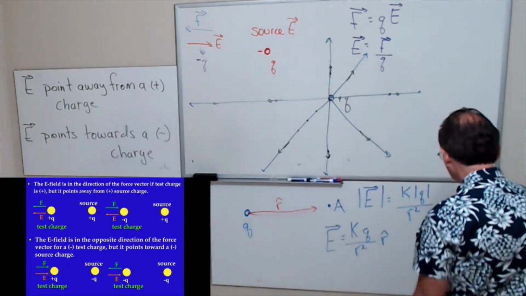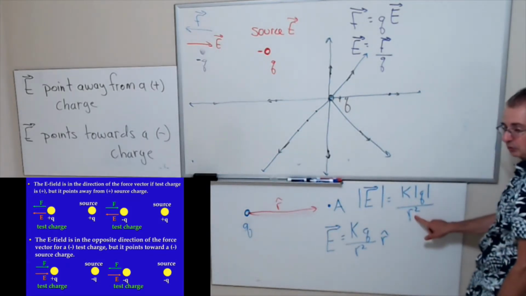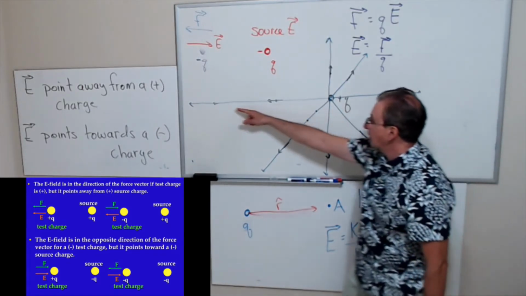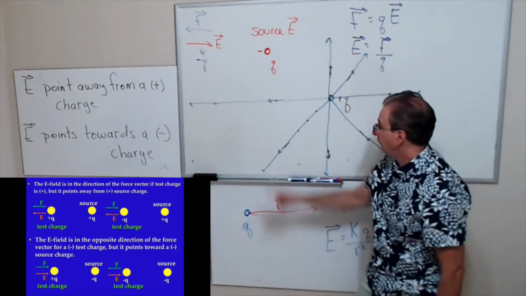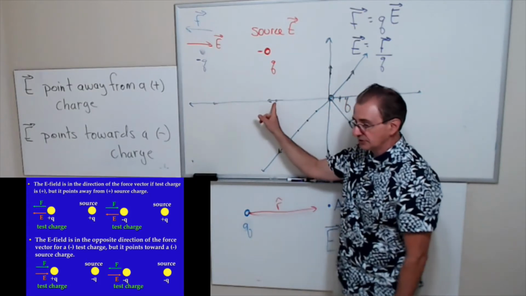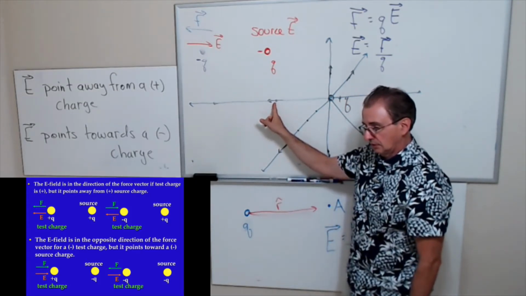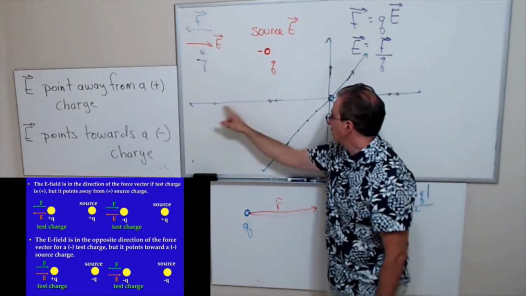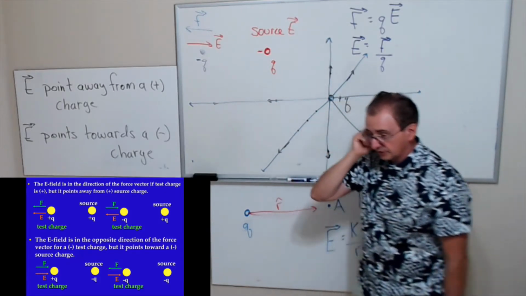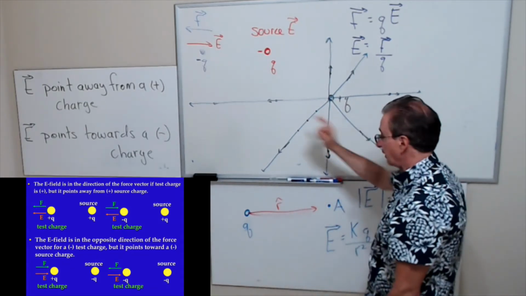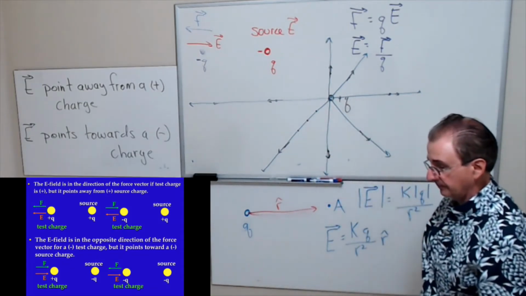And yes, the magnitude decreases with distance because of the 1 over r squared term. So these little black vectors get smaller and smaller as they get further away. If I double the distance, this should be 1/4 as big as this. Okay, so these little things are just little vectors that represent the field at a location in space.